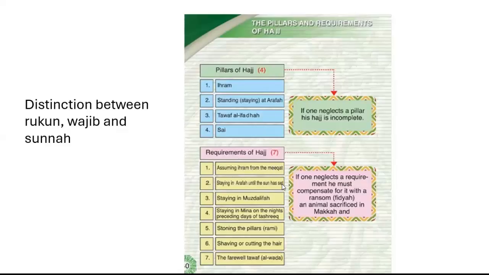Then you have the requirements of Hajj: wearing the ihram at the miqat, staying at Arafah till sunset. If you stay at Arafah only a little, not until sunset, you have violated it. And then staying at Muzdalifah, staying in Mina on the nights of the Tashriq, stoning the pillars, rami, shaving or cutting the hair, and the tawaf al-wada. These are requirements. Again, we should be careful we don't violate these requirements so that we don't have to pay any ransom.